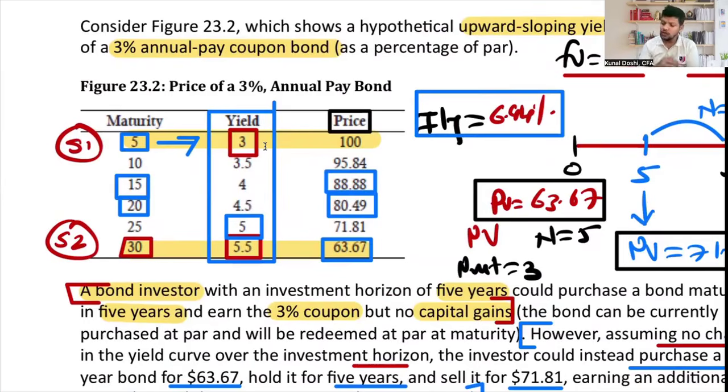Correct? Now see, a 20-year bond, when you buy, it's cheaper. It's available at 4.5 yield. So it was available at only 80.49.